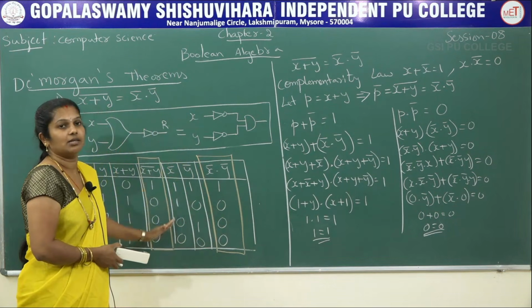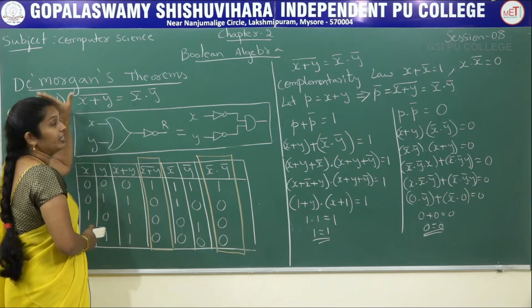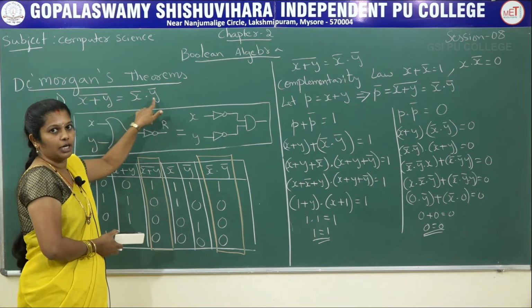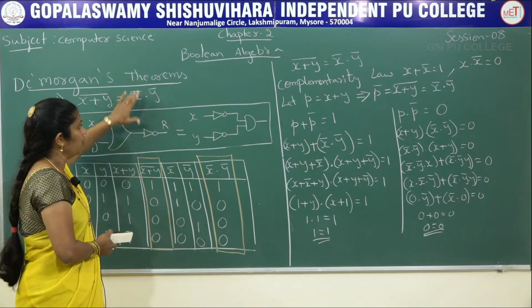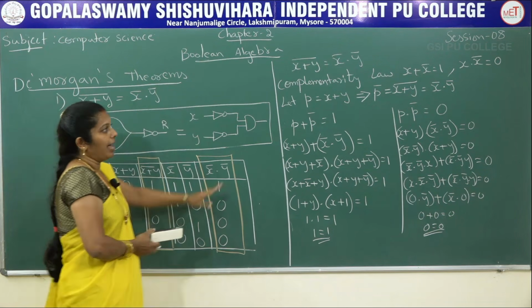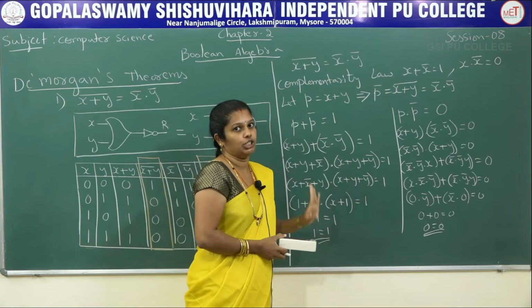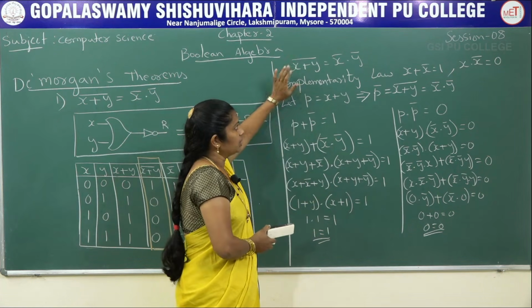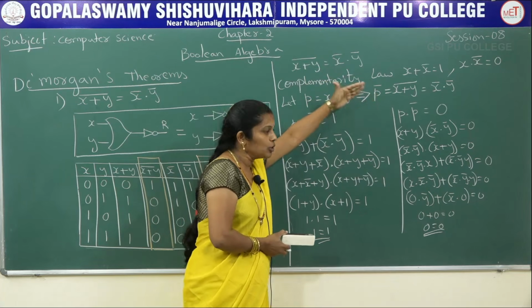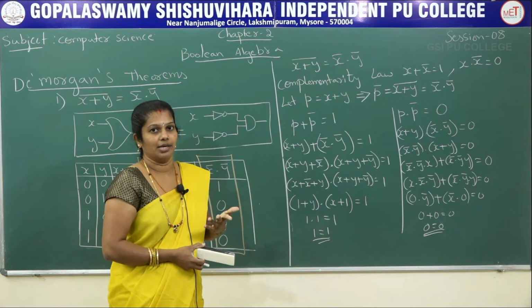This is your first law of addition, especially on De Morgan's theorem. x plus y whole bar equals x bar into y bar. This is the first proof. This is the circuit diagram. This is the truth table, and we will prove this by using the algebraic method. In the algebraic method, what will we consider? We will consider the complementarity law, and by using that, we will prove De Morgan's theorem.